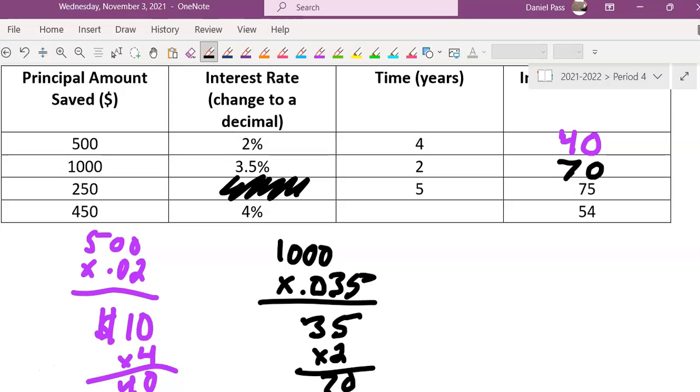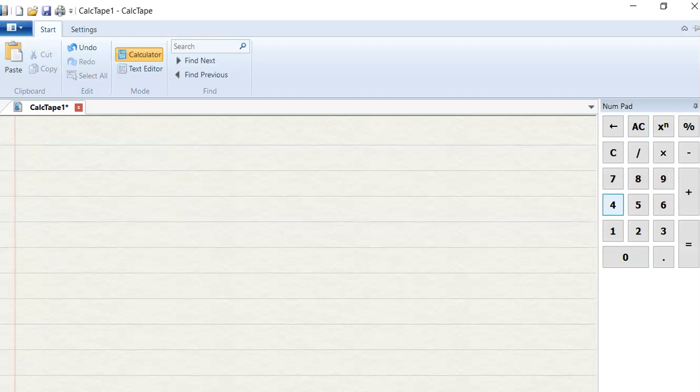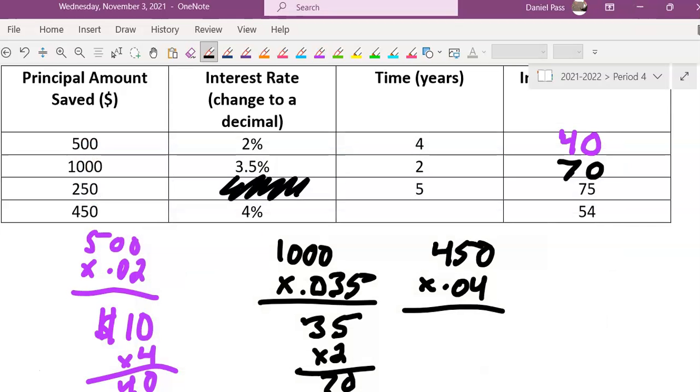Want to try? First we do 450 times 0.04. Very good. Do you have it? No. Okay, let's figure it out. 450 times 0.04. What do you put? 45? Okay, equals. There we go. So it's $1.80.